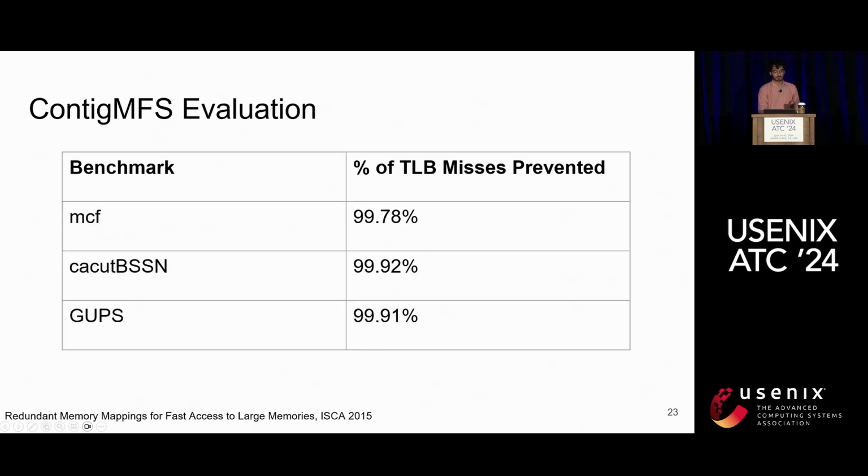To evaluate contig MFS, we tested with a simulated range TLB, where a single TLB entry caches translations for an arbitrary range of contiguous pages. Allocating memory contiguously with a range TLB is beneficial because the more contiguity allows an application's address space to be represented in fewer range TLB entries. We measured how many TLB misses were saved using contig MFS and range TLBs compared to a traditional TLB with base pages. The results are shown in this table. Because contig MFS effectively allocates memory contiguously, it helps the range TLB reduce the number of TLB misses drastically.